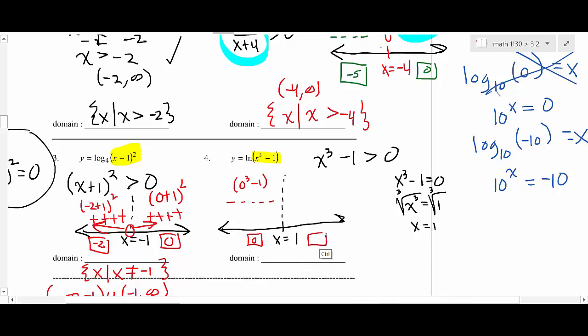Take a test point out here, take 2. Then you'd have 2 cubed minus 1. That's positive, so that's where your answer exists, see. So the answer to the problem would be over here.